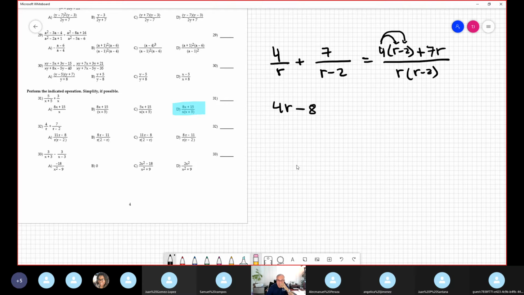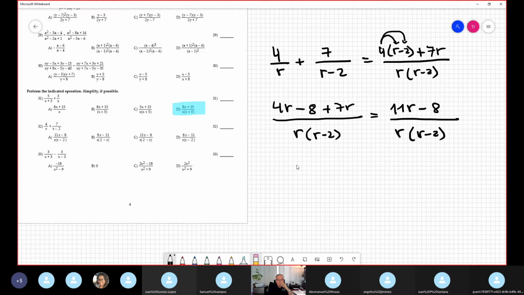4R minus 8 plus 7R divided by R times R minus 2. And 4 plus 7 is 11R minus 8 over R times R minus 2. Boom. 11R minus 8. Okay, is the option A, no? Yeah, it's the option A. That's similar, but no. Be careful with the sign. When they say is family, pero es no twin brother, entonces eso negative 1. Entonces no good. Okay, I like that. Important, I like it.